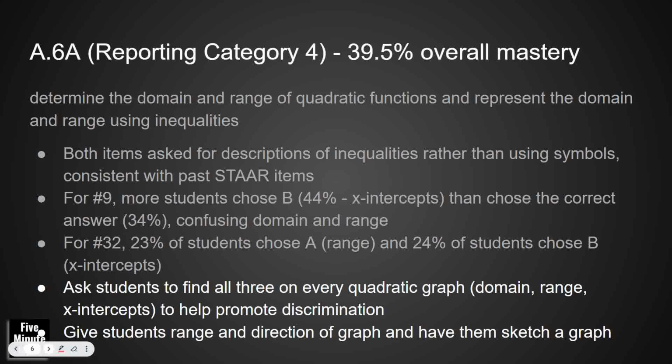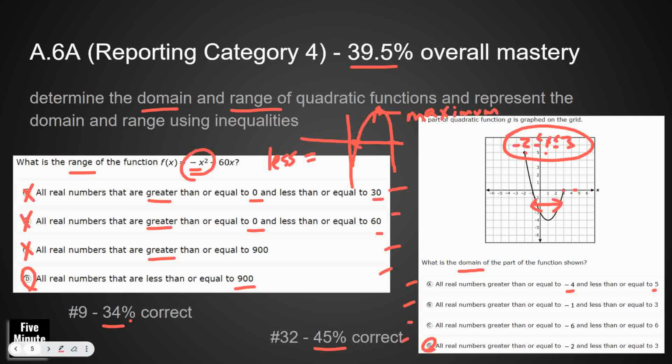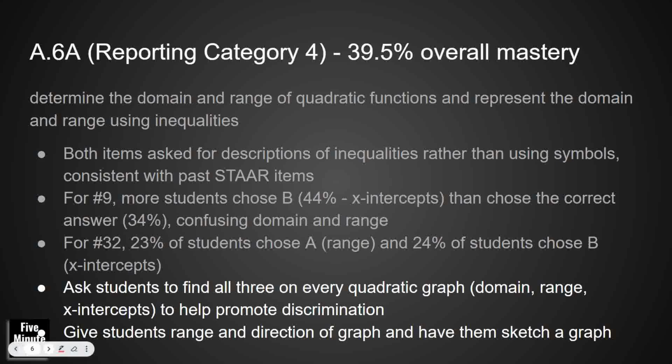For number 9, more students chose B than chose the correct answer. So B was 44%. And that's, like I said, the x-intercepts. So we had 44% of our students, for some reason, when they think range, they just chose the x-intercepts. And so that's just a vocabulary thing that we need to work with our students, not just domain and range, but x-intercepts. I think a lot of them are used to y-intercepts because of linear equations, but x-intercepts, solutions, zeros, whatever you want to call them, might be confusing for students.